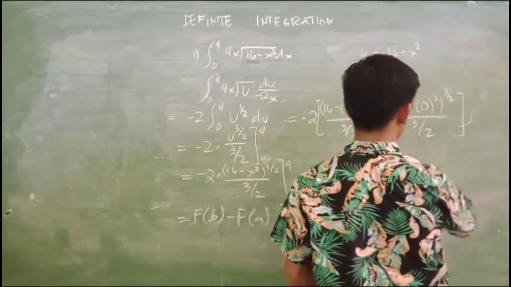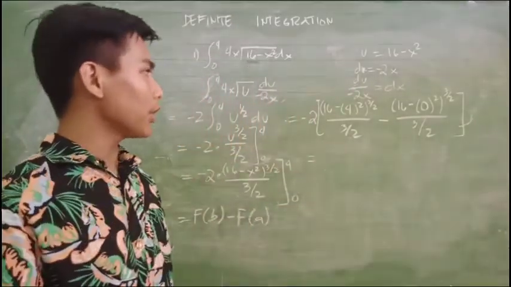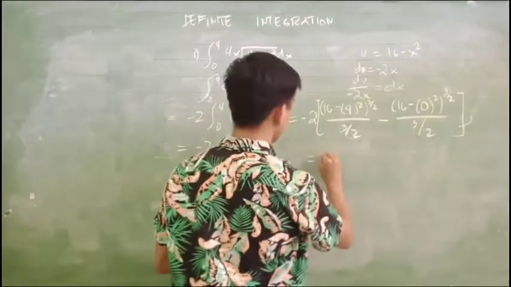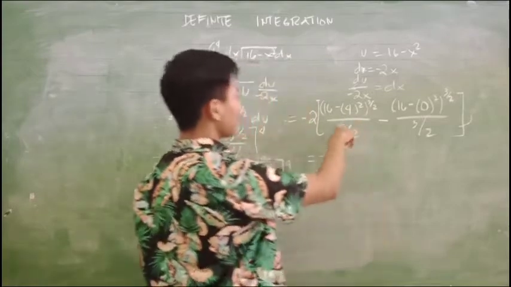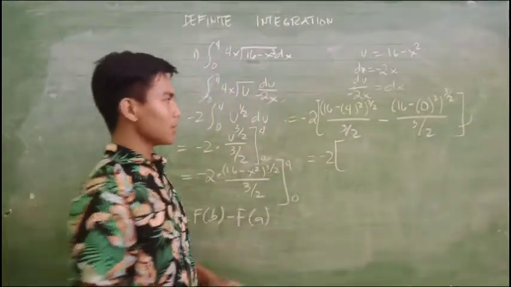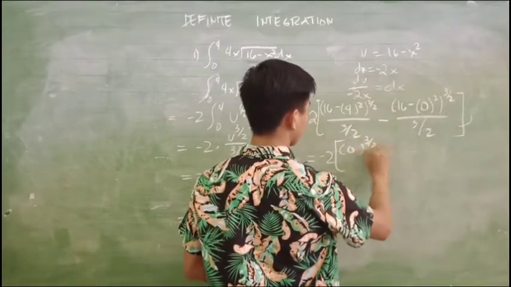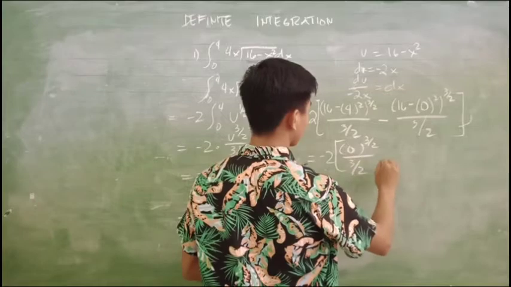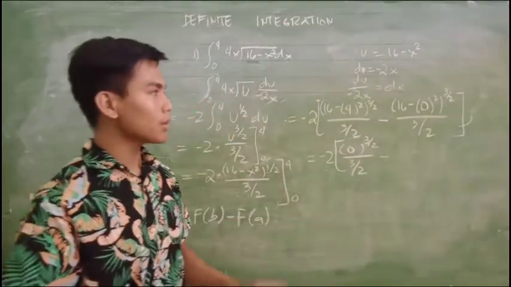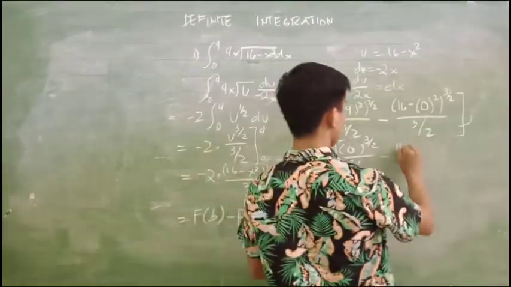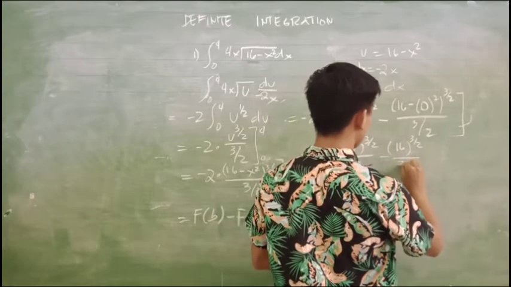So that's parentheses. So the next process is to simplify our equation. So negative 2 times 4 squared is 16. So 16 minus 16 is 0. So 0 raised to 3 halves over 3 halves minus 0 squared is 0. 16 minus 0 is 16. So this would be 16 raised to 3 halves over 3 halves.